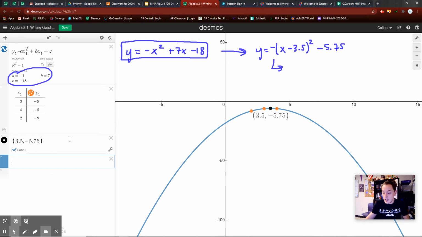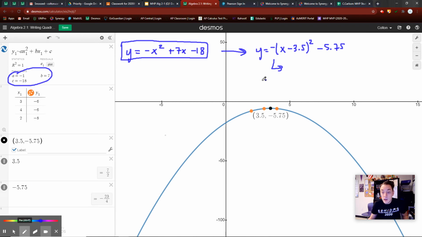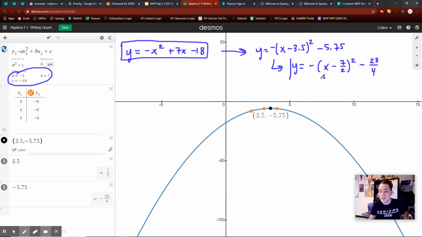Remember, you can go over here and just type in 3.5 and then negative 5.75. So even if you wanted it in fractions, you can put it as a fraction, such as this. And then you can even make that as your actual formula. So minus, and then this is x minus 7/2, and then square that, and then minus 23 all over 4. So this is the actual equation in vertex form with fractions.